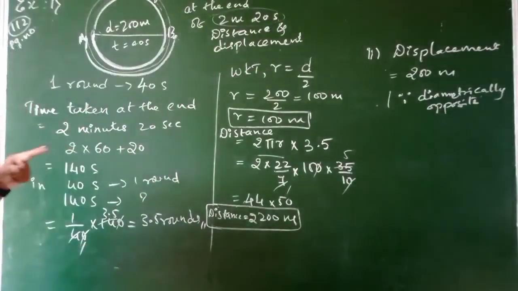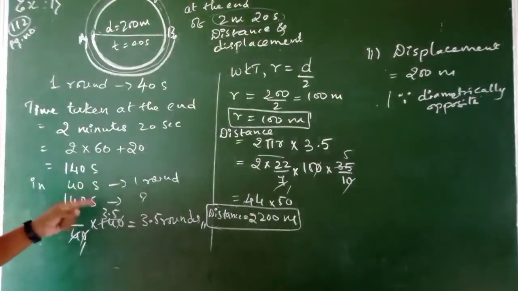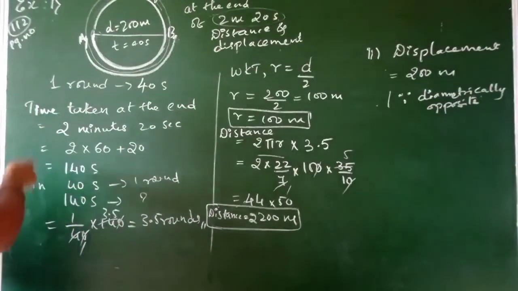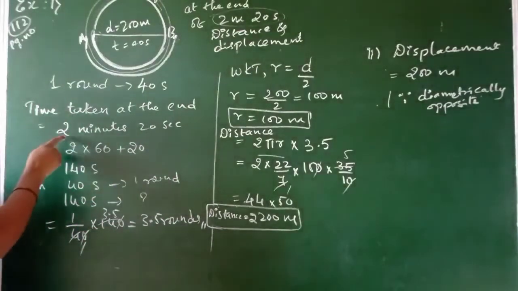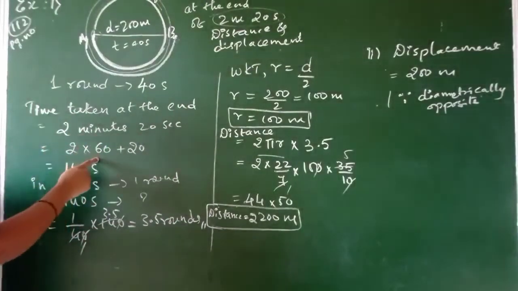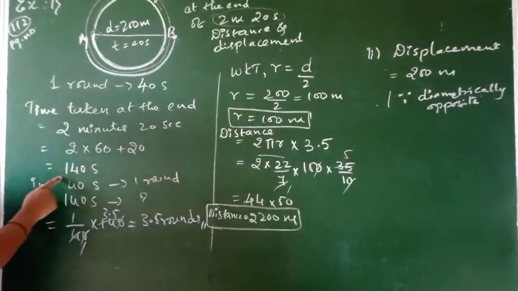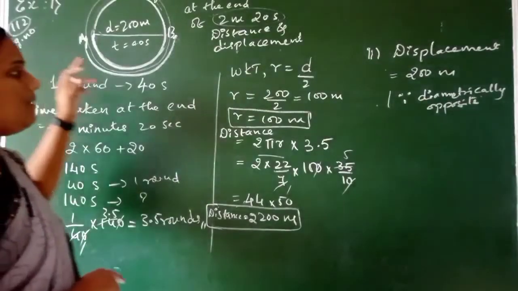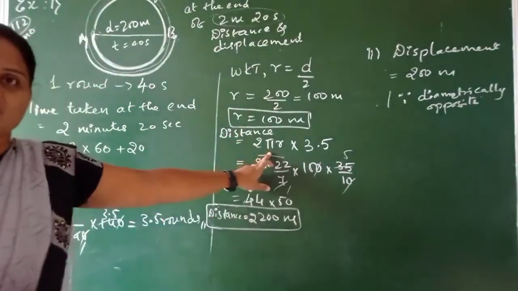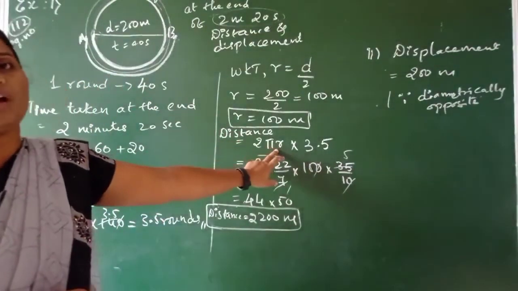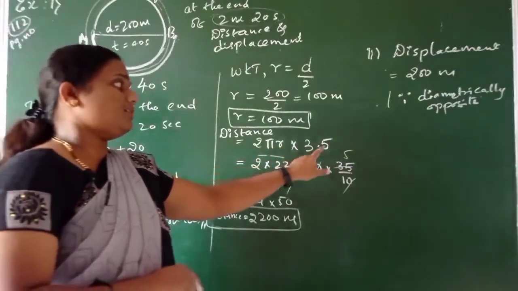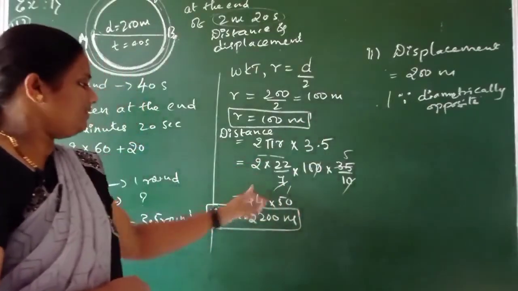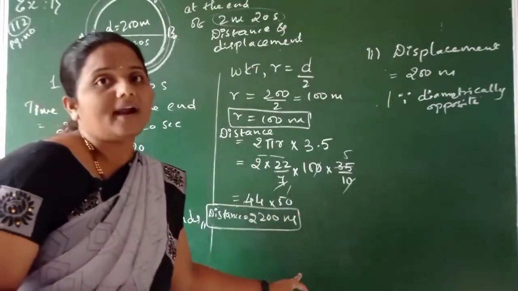In order to do that, first we need to calculate the total time taken. How will we calculate the total time taken? We will convert it: 2 minutes means 120 seconds, then we add another 20 seconds. We get 140 seconds as the total time taken here. Isn't it, children? With this help, and the circumference of a circle formula, after applying that, for 3.5 rounds we will get a distance of 2200 meter.